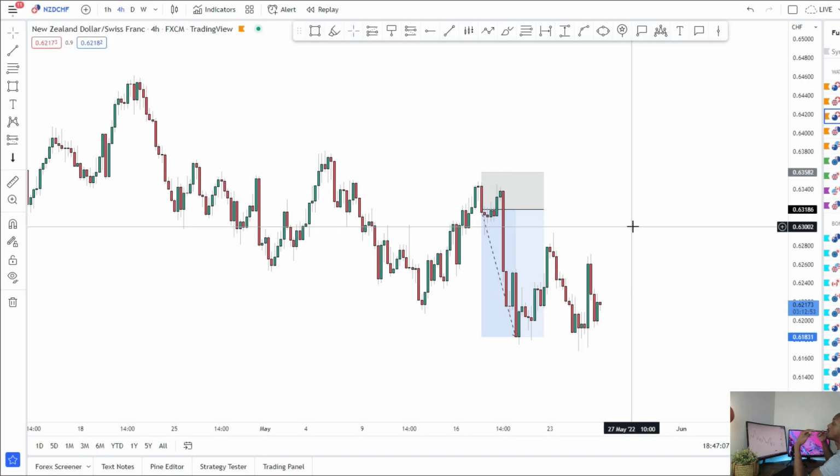Okay, people, so welcome to the chart. So as you can see here, I've got NZDCHF on my screen. This is the exact trade that I took and placed on my Telegram channel.